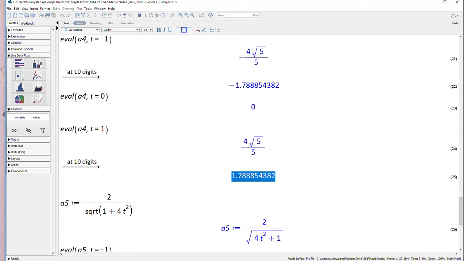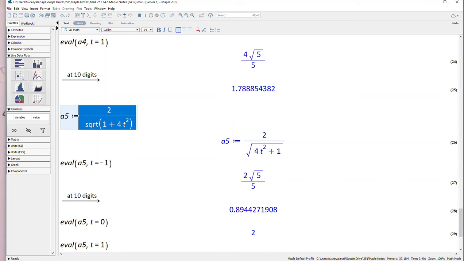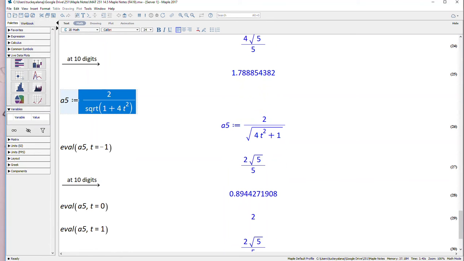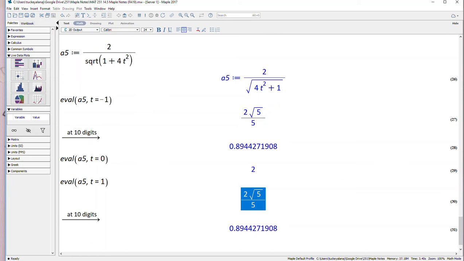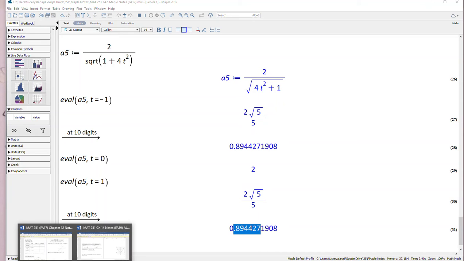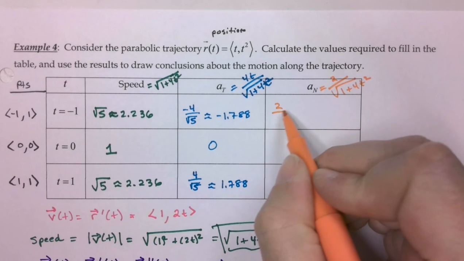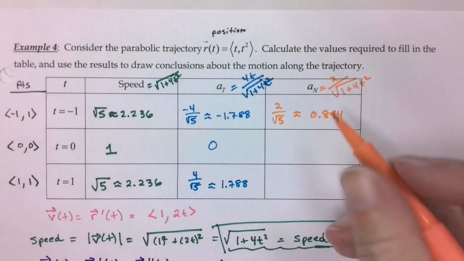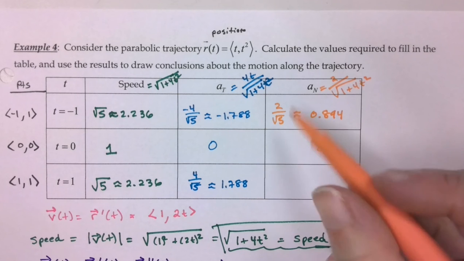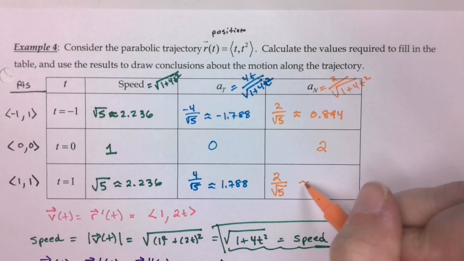Even for number crunching, Maple works. So I've got my acceleration component in the normal direction defined. And so there it is. And then I'm telling it to evaluate it at -1, and then I asked for a decimal approximation at 0 and at 1, and ask for a decimal approximation there also. Okay, so going back, that means that I want 2 over the square root of 5 here, which was 0.894. Maple automatically simplified or rationalized that, but you know, I don't need to bother. So it's 2 over the square root of 5, which is also 0.894.